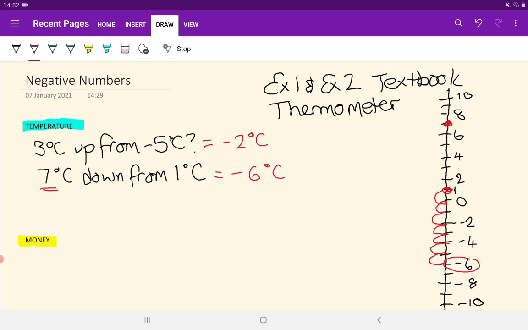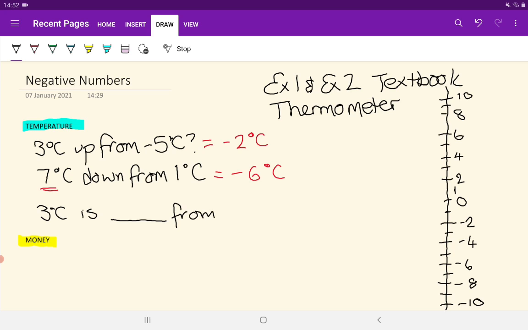Okay. The other type of question I could ask you related to the thermometer, and let me just get rid of these bits again, is I could ask you about the difference between temperatures. So, if I said to you, 3 degrees Celsius is something from -6 degrees Celsius. We're working out the difference between them now. So, 3 degrees Celsius is here. This is 3 here, between 2 and 4. And -6 is down here.